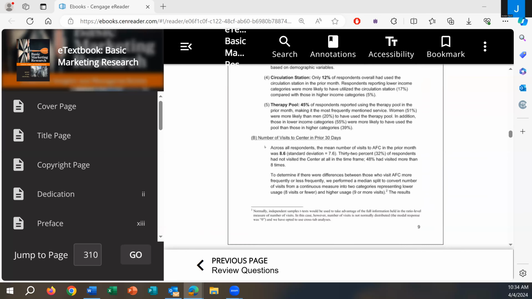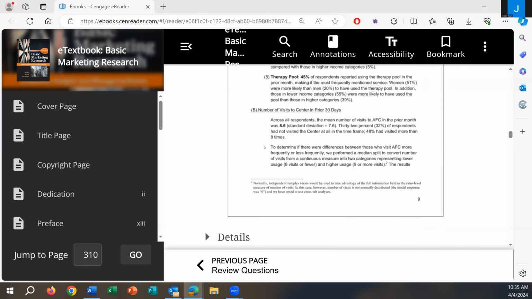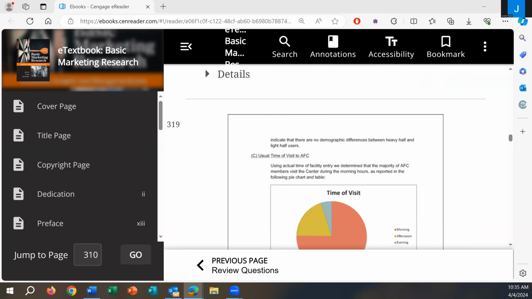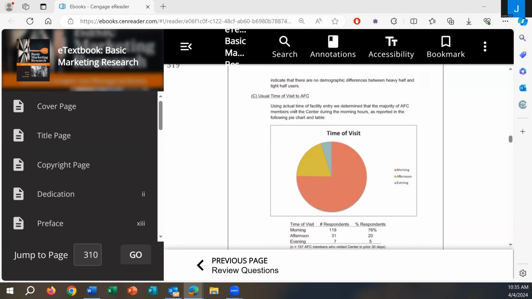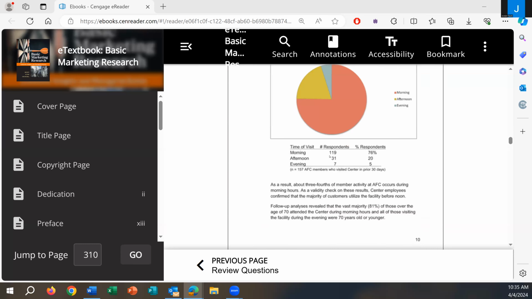And more information, number of visits within the last 30 days. They see that there was a mean of about 8.6 visits per month with a standard deviation of 7.6. And another good graph showing, again, it's a way to show the information so that we have a good idea of how that breaks down as far as time is concerned.